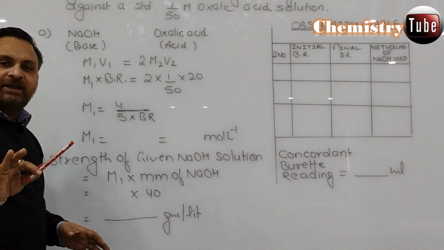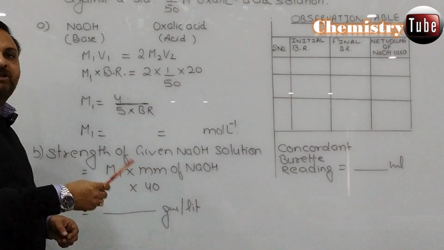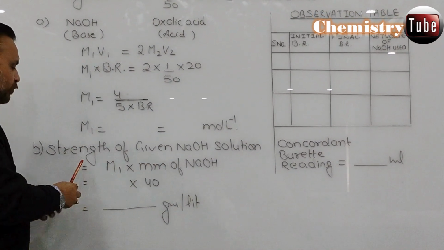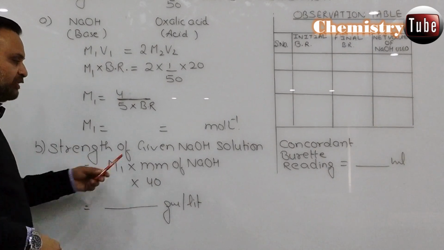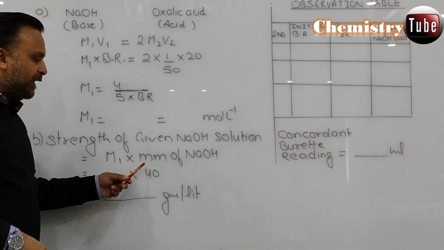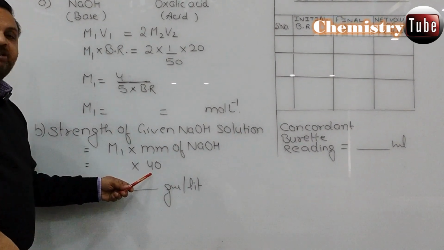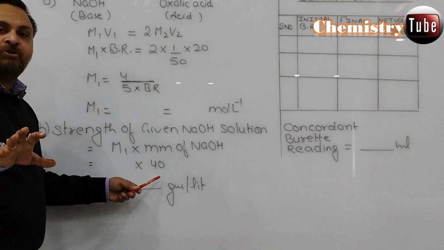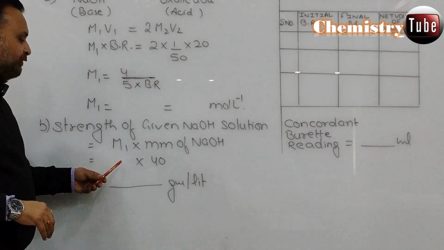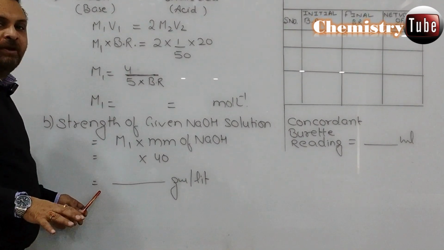And after determining the molarity of the NaOH solution, we can calculate the strength of the given NaOH solution using this formula. So what is the formula of strength? Strength of NaOH solution is equal to molarity of NaOH solution multiplied by molar mass of NaOH, and we know the molar mass of NaOH is 40 gram per mole. Now the only thing we have to do is put the value of molarity of NaOH solution in this formula, and we will get the strength of NaOH solution in gram per liter.